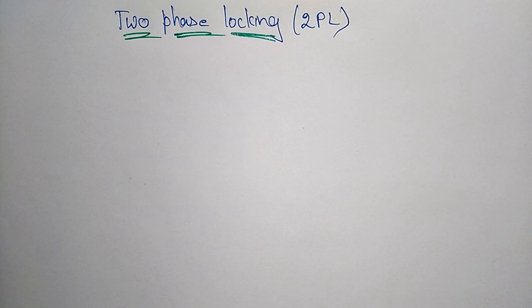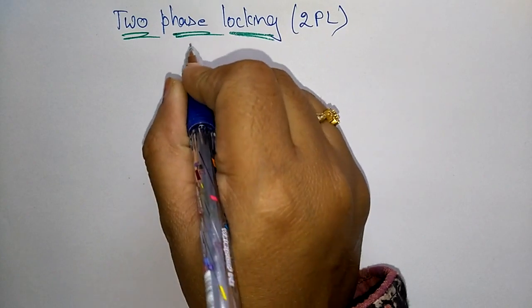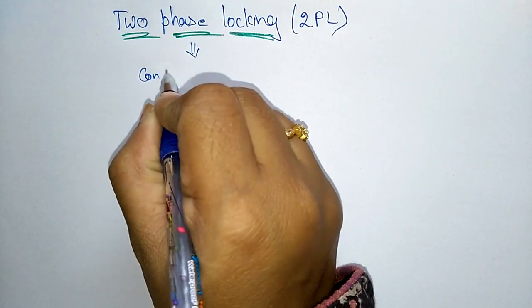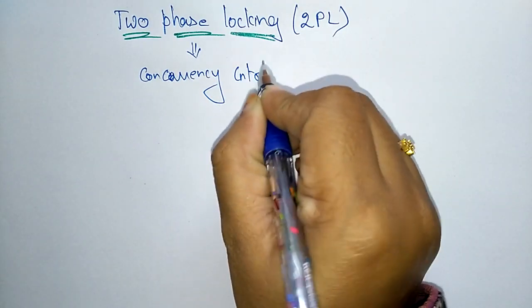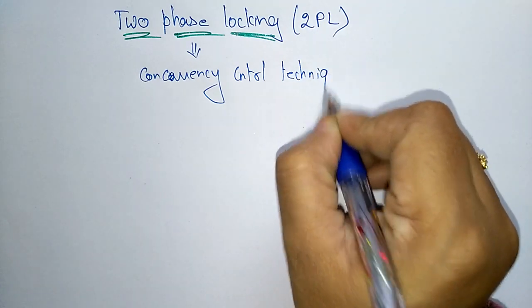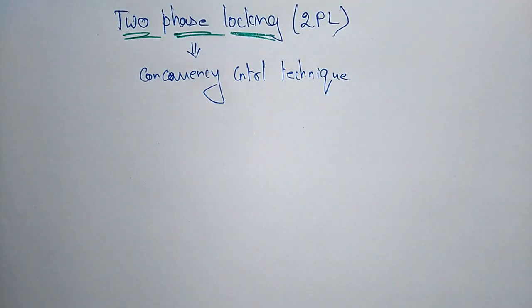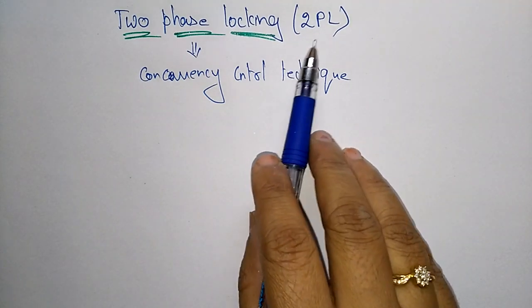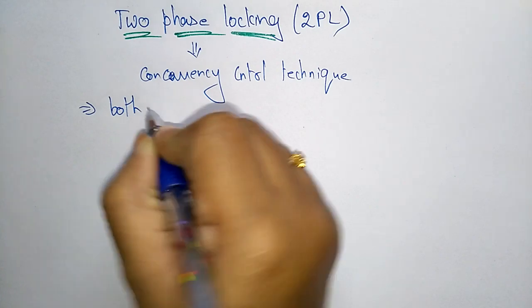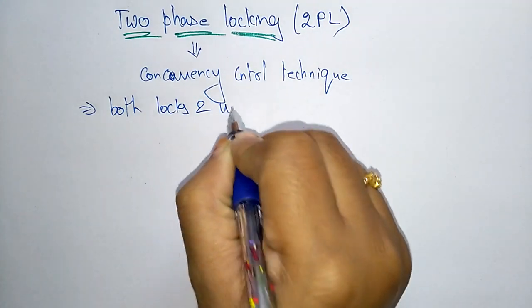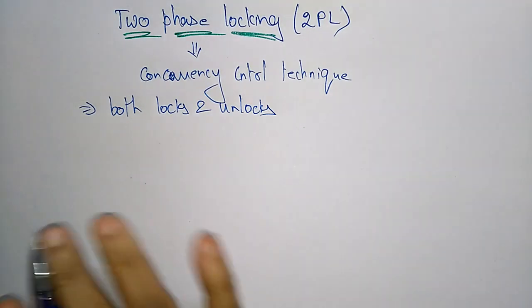So this is one of the concurrency control techniques. Two-phase locking is one of the concurrency control techniques. So let us see what this two-phase locking is. Actually, two-phase locking requires both locks and unlocks being done in two phases. That's why we call it 2PL.